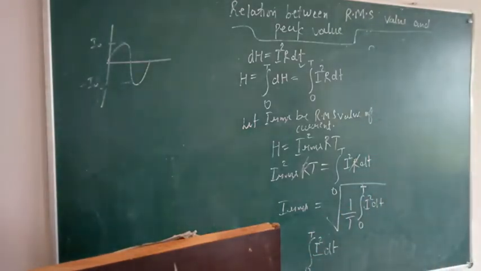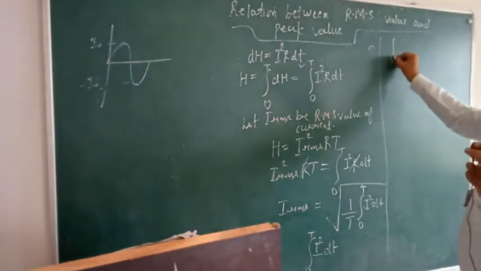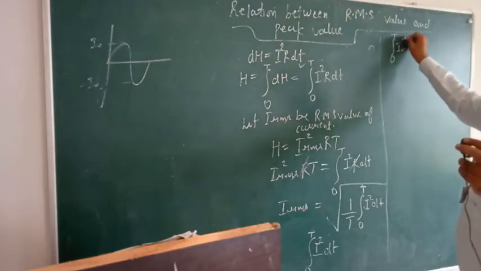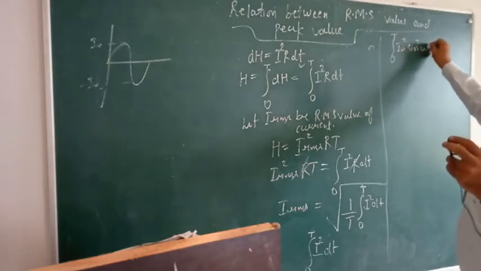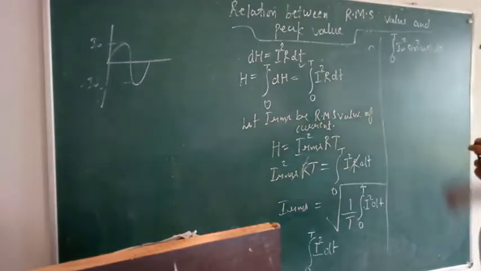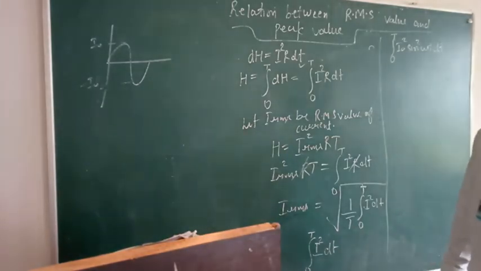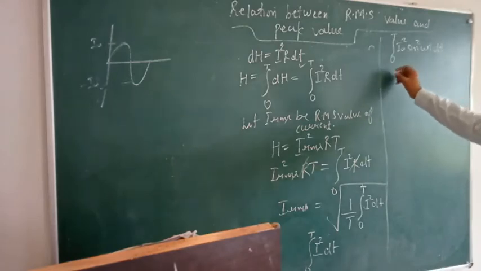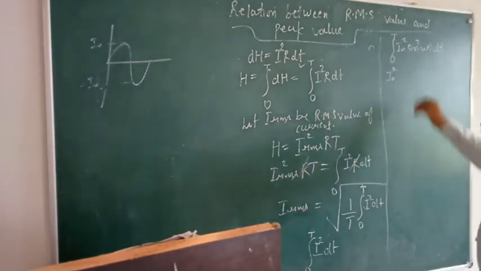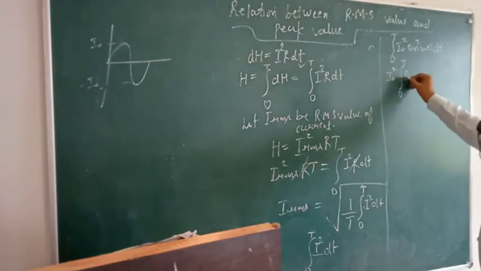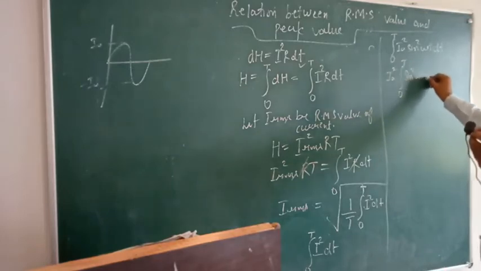Now, what is the value of I? This is the average value of AC, so we can write I naught sine omega t. So this will be integration 0 to T I naught square sine square omega t dt. In place of I square, I have substituted the value of I naught sine omega t. Now students, what should we do? I naught square is a constant, so this will come out. Integration 0 to T sine square omega t dt.